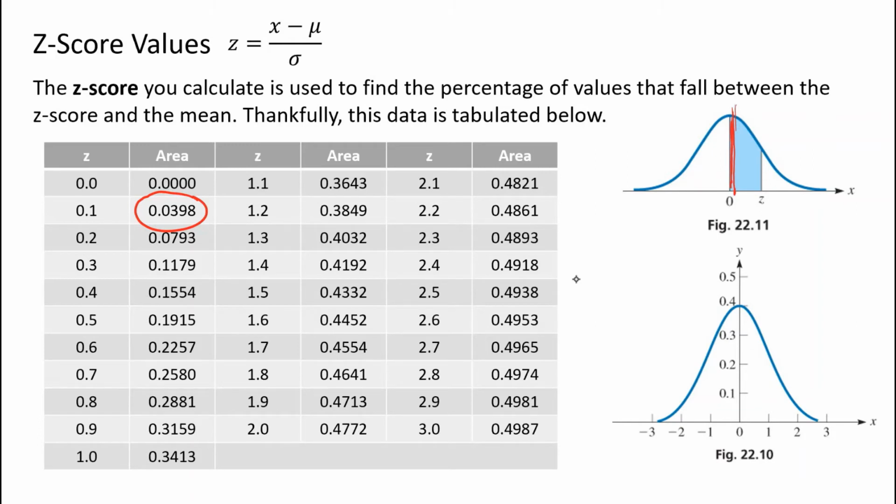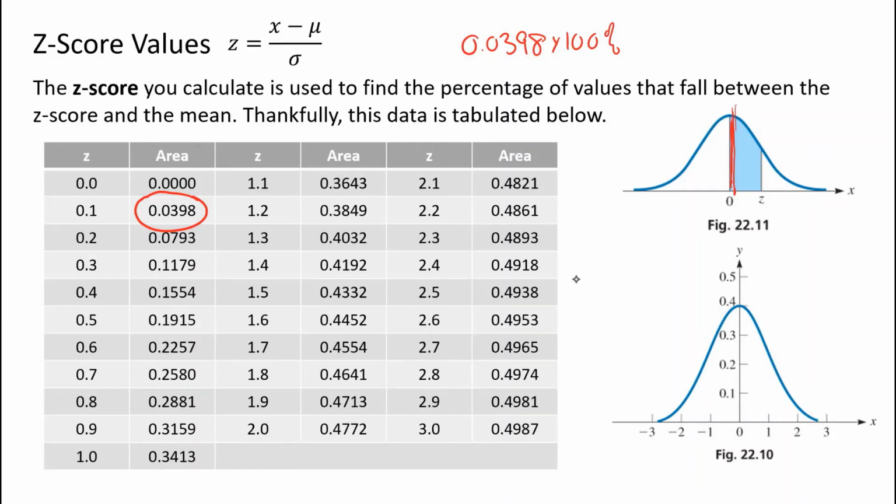0.0398. So thinking back to percentages, if you converted that to a percentage, 0.0398 times 100% would give you 3.98%. What that actually means is that only 4% of values fall between the mean and that score. If you want to talk about everything from that score to the left, you'd have that 4% plus everything here, which again, remember, it's symmetrical, so that's 50%.